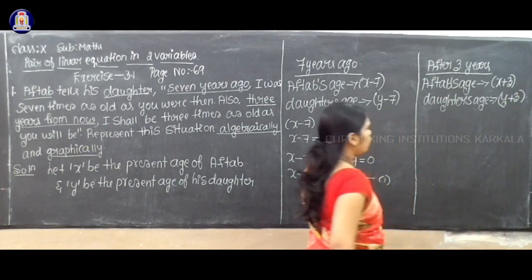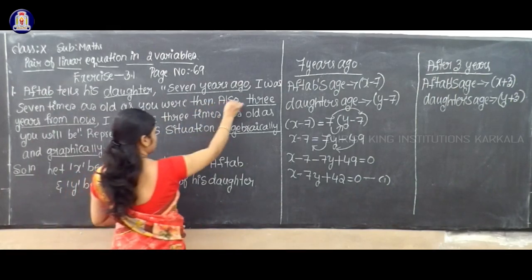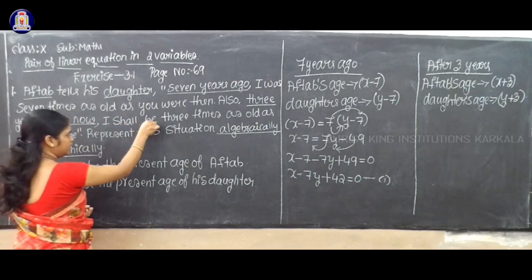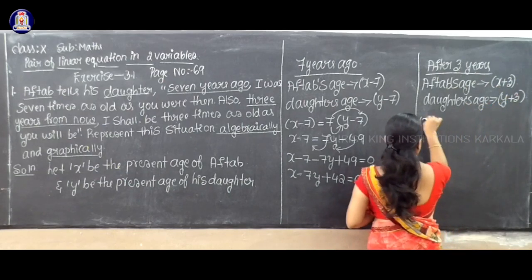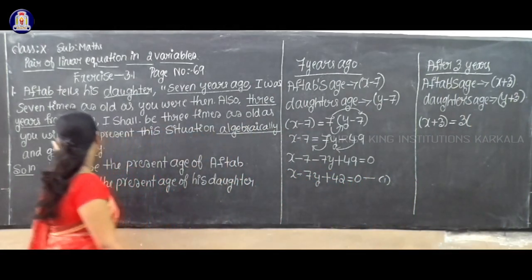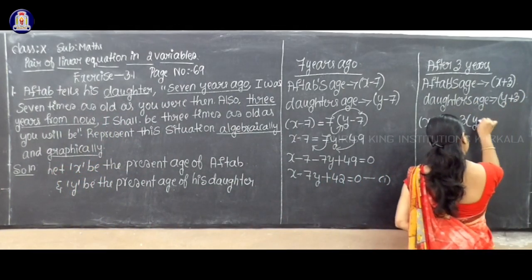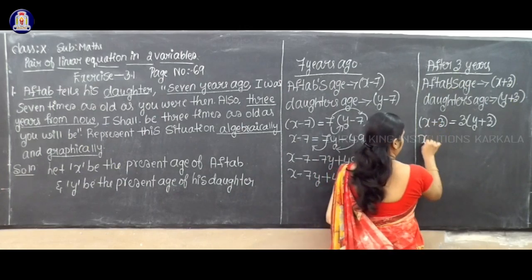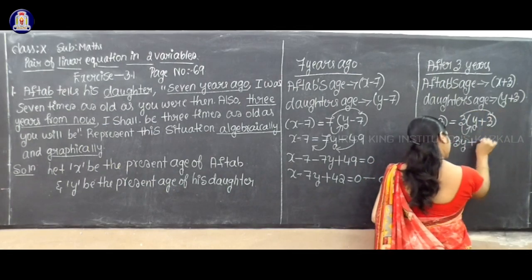Now what will be the relationship between Aftab's age and his daughter's age after 3 years? See here the condition: 3 years from now, I shall be 3 times as old as you will be. I shall be means Aftab, whose age is x plus 3. You means his daughter, whose age is y plus 3. So x plus 3 equals 3 into y, 3y, 3 into 3, 9.